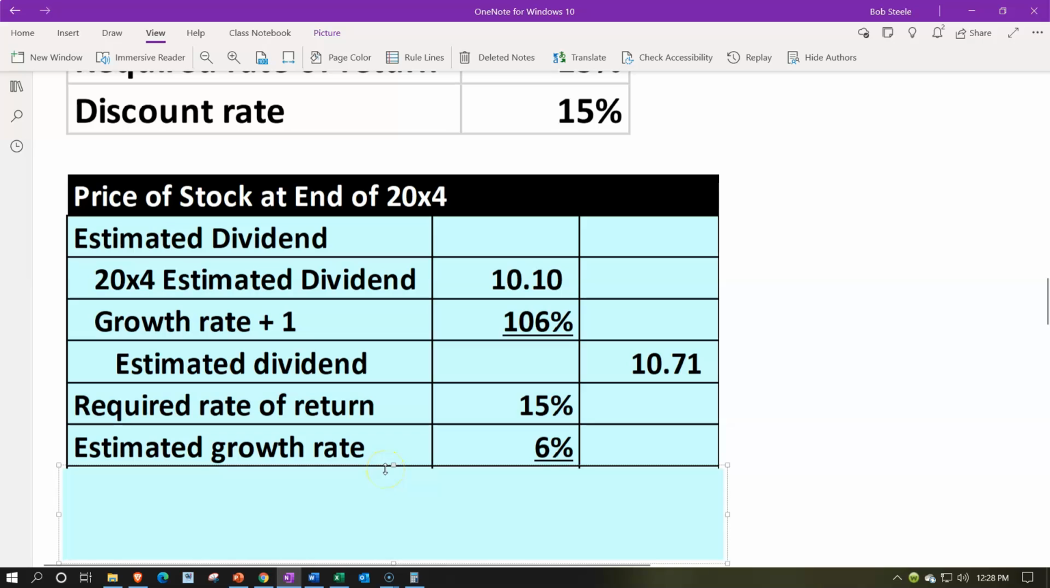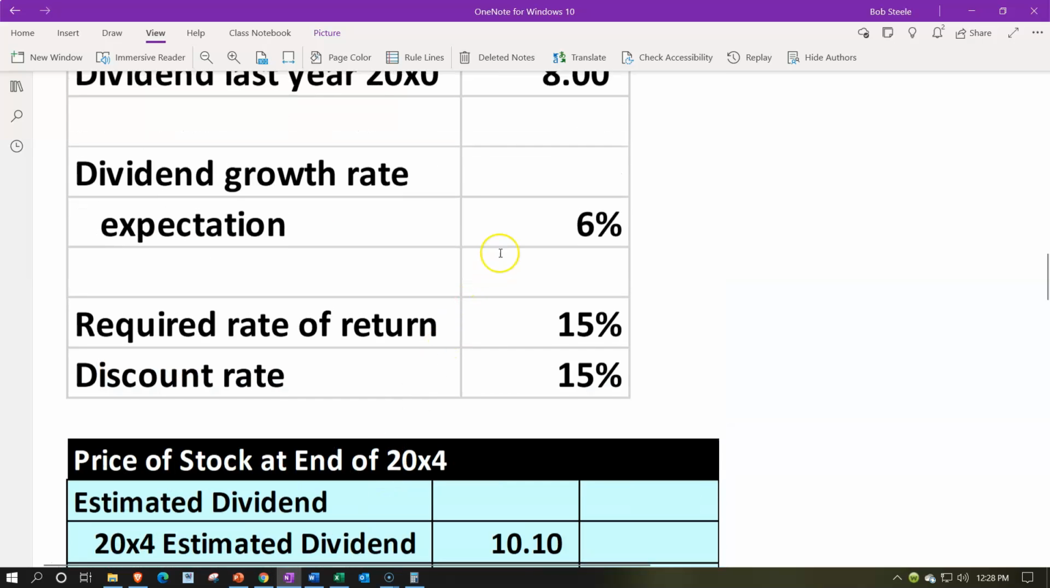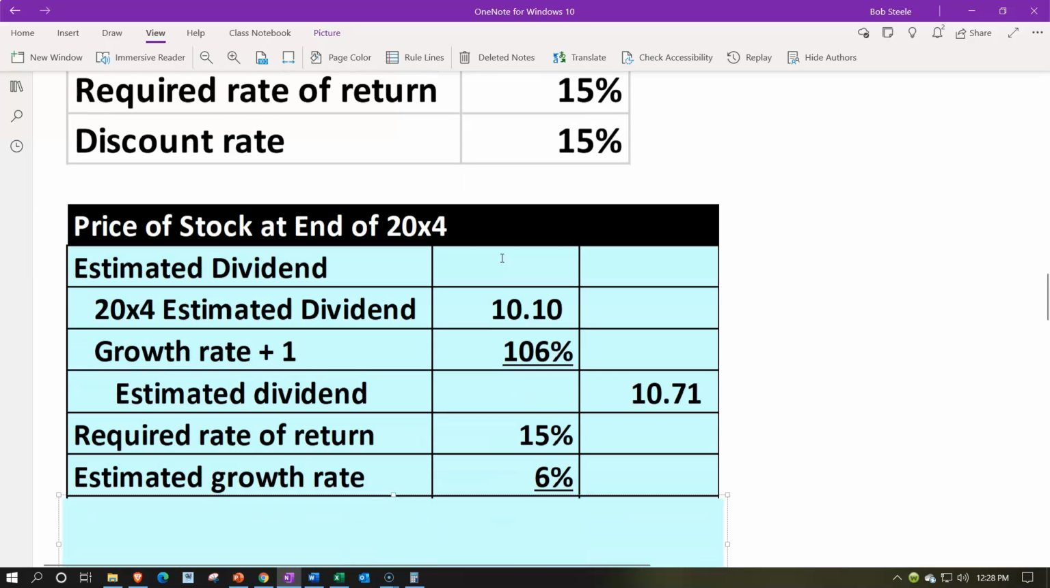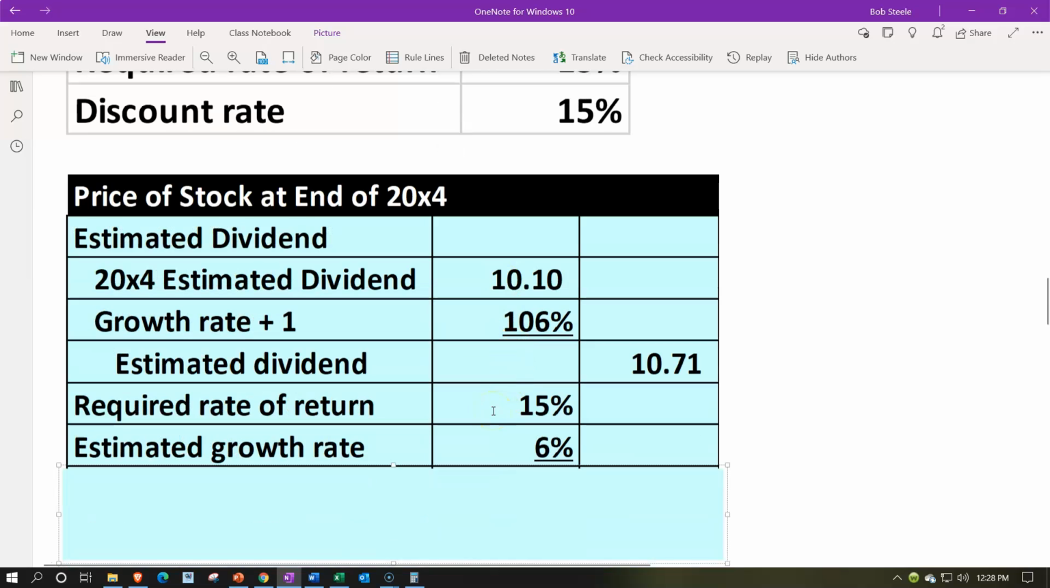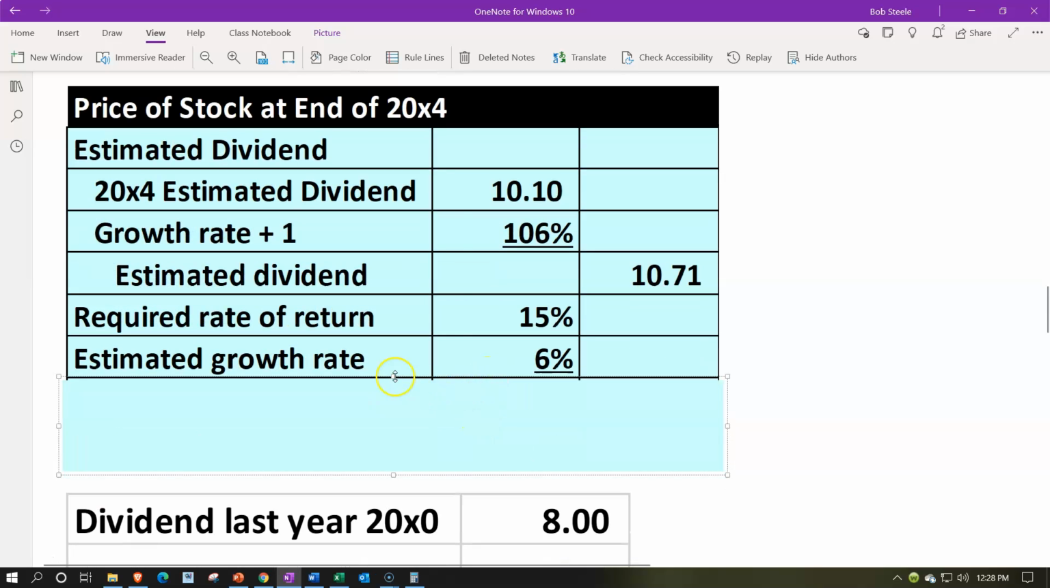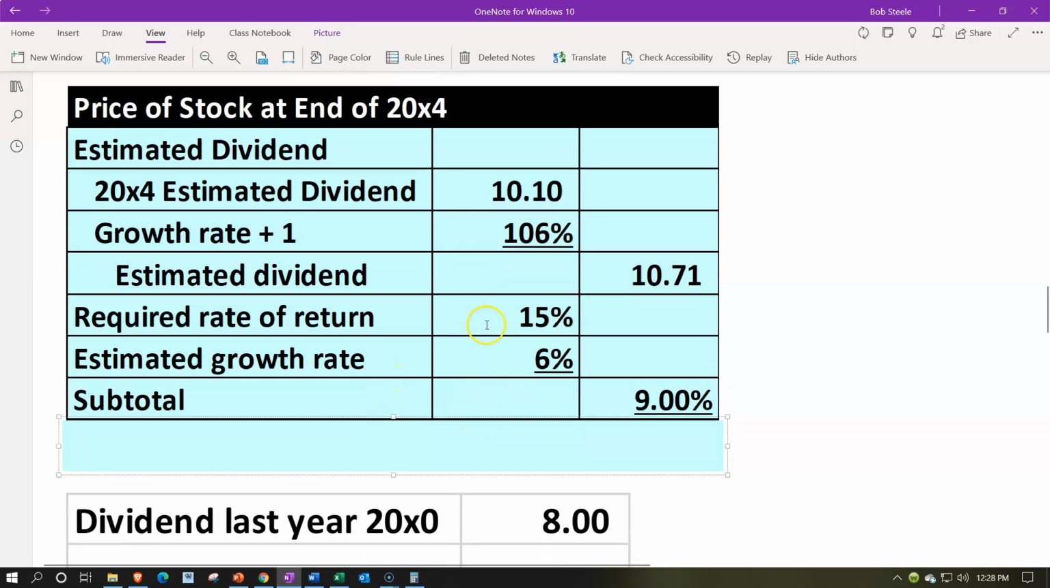The required rate of return we're saying is going to be the 15%. And we know that the estimated growth we said is going to basically match the rate of the dividends, because that's the assumption that we're making. The dividends are increasing due to the growth, and therefore 6% of that we're going to assume is taken up by the growth. And that means that 15 minus the 6% leaves us with the 9%.